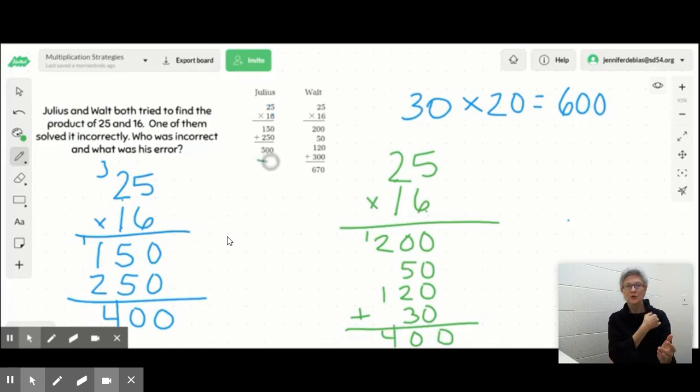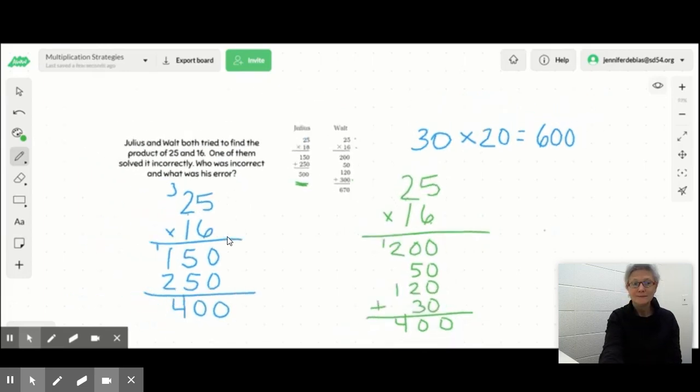Julius's mistake was an adding mistake at the end, right? He added his hundreds, and they should have been 4 hundreds, but he put 5. And Walt made a mistake with place value as well, because he solved 6 times 5, and instead of putting 30, he put the 3 in the hundreds place, making it 300. So both Julius and Walt made a mistake. Glad we were able to find it.